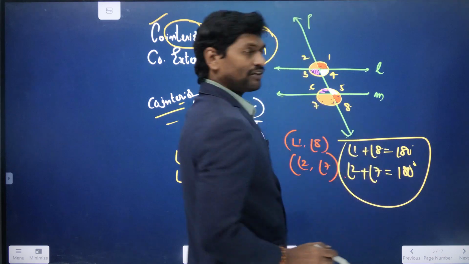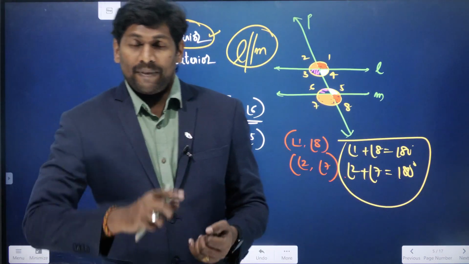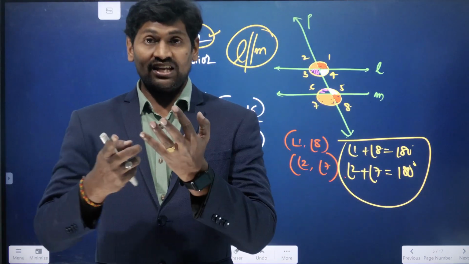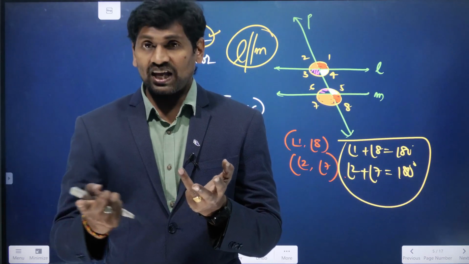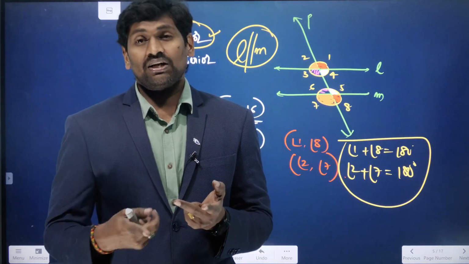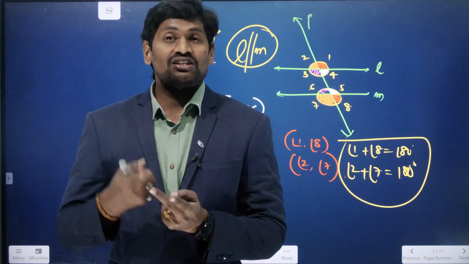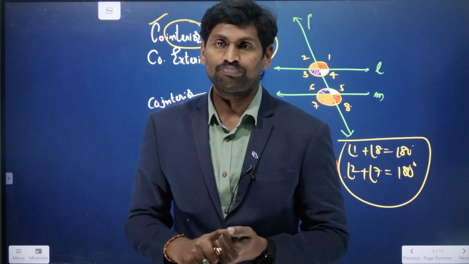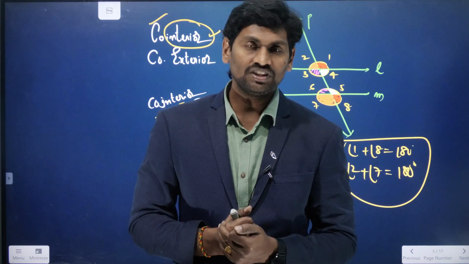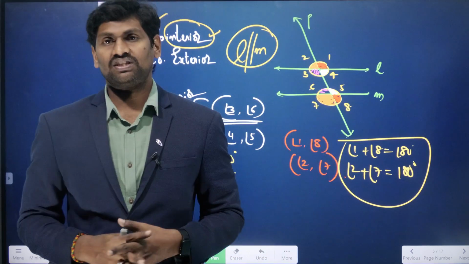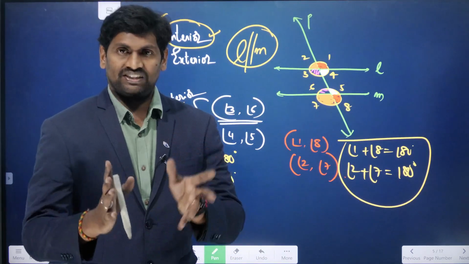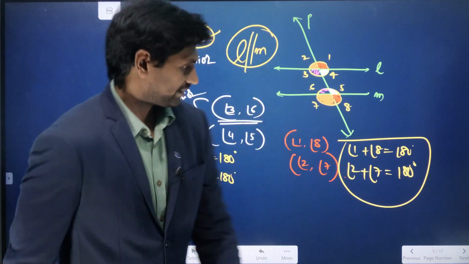So, simply from the condition that at parallel lines, corresponding angles are equal, alternate angles are equal, and co-interior and co-exterior angles have a sum of 180 degrees. These three you should remember. Okay, this is about the transversal. Now let us go to the practice sheet problems.